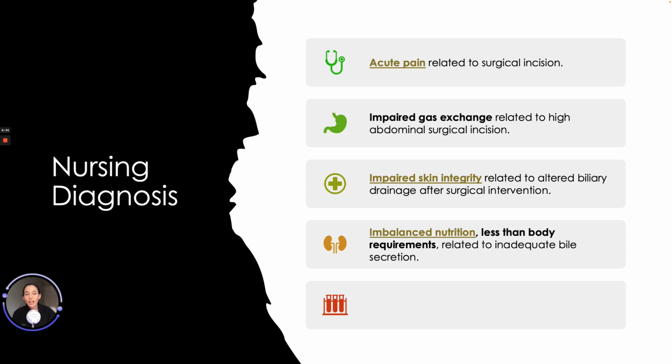Our nursing diagnosis can include acute pain related to surgical incision, impaired gas exchange related to high abdominal surgical incision, impaired skin integrity related to altered biliary drainage after surgical intervention, or imbalanced nutrition less than body's requirements related to inadequate secretion. And again, this is just some examples of what our nursing diagnoses could be.